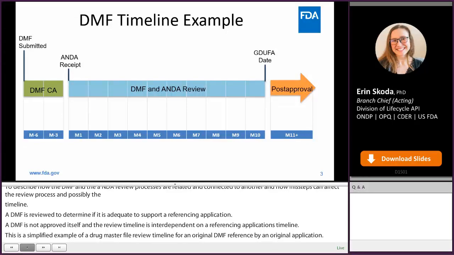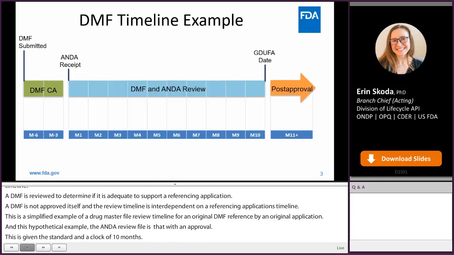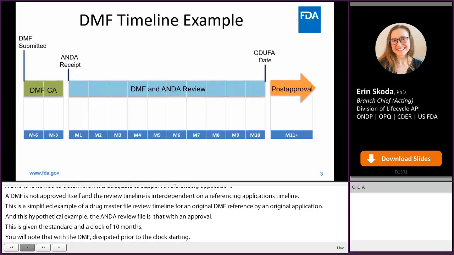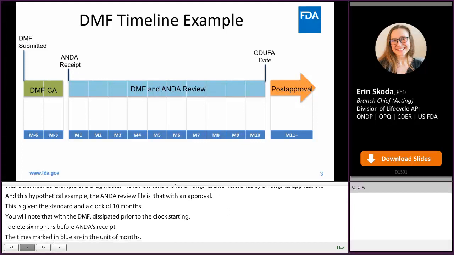But you'll note that the DMF is submitted prior to this clock starting, ideally 6 months before ANDA receipt. The times marked in blue at the bottom are in the unit of months. In general, the green section of the timeline on the far left is the time at which the user fees are paid and the completeness assessment is done.